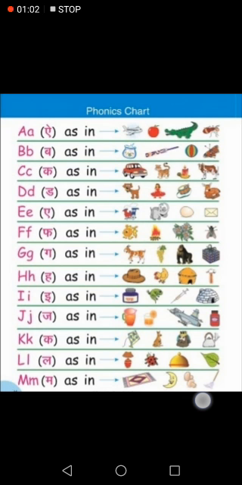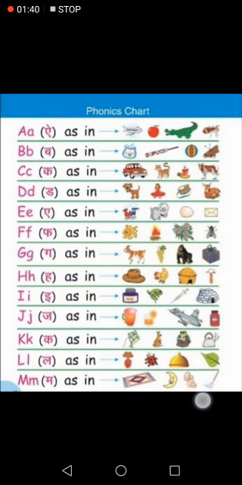Okay, the next letter is D, but the sound will be D. Dog, doll, dolphin. Okay, the next letter is E, but the sound is E. Egg, egg, egg. Okay, the next letter is F, but the sound is F. Like, for example, fish, fire.